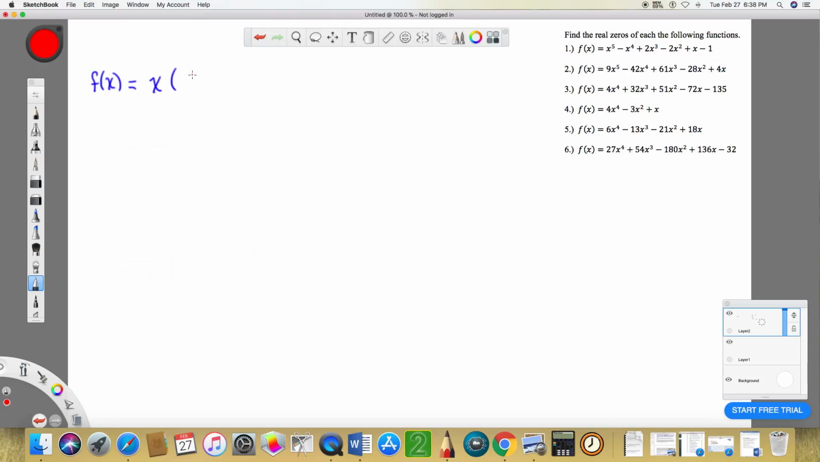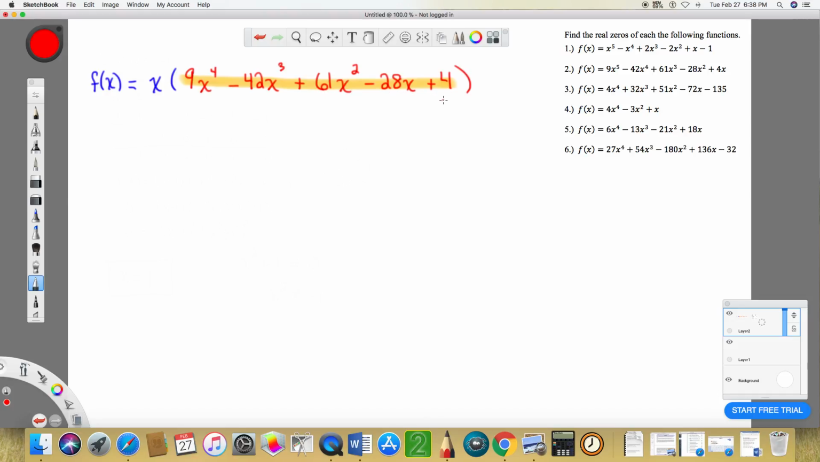And now I've got 9x to the 4th minus 42x to the 3rd plus 61x squared minus 28x plus 4. So we now focus our attention on this 4th degree polynomial. And again, I don't see any common factor to that.